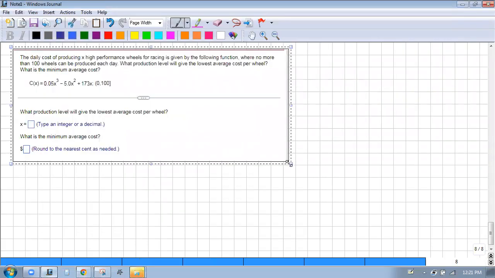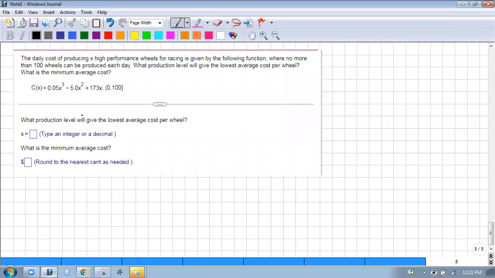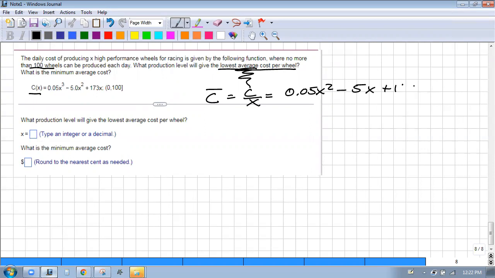The daily cost of producing x high performance wheels for racing is given by the following function, where no more than 100 wheels can be produced each day. So that's why we have 0 to 100. What production level will give the lowest average cost per wheel? Well, this is average cost, right? That means we need to find the average. Remember, C bar is C over x. So if we divide everything here by x, we would have 0.05x squared minus 5x plus 173.